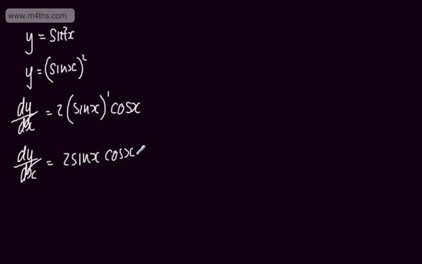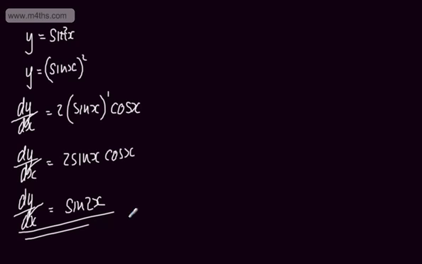Now, we know the identity that 2 sine x cos x is sine 2x, so we can write that dy by dx is sine 2x. So that's one way that we could do this. We might be asked for something else.